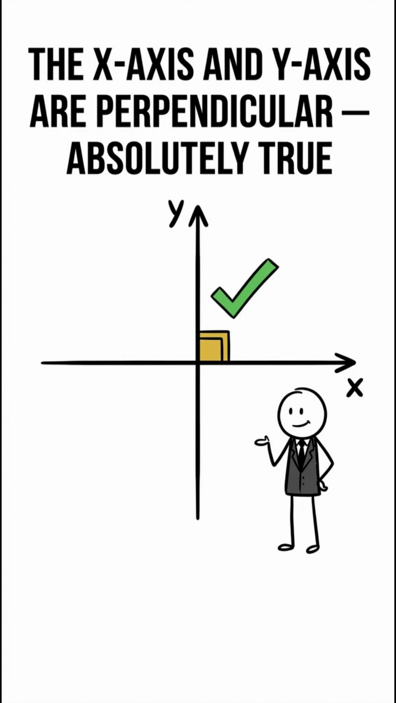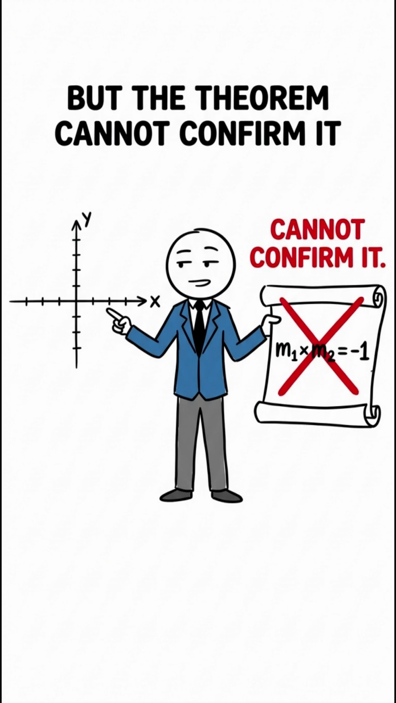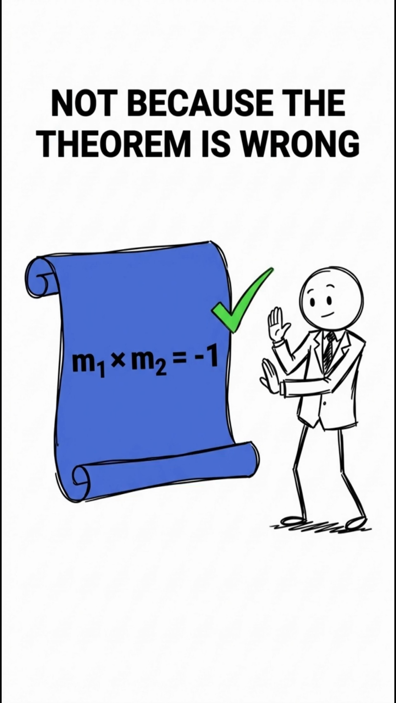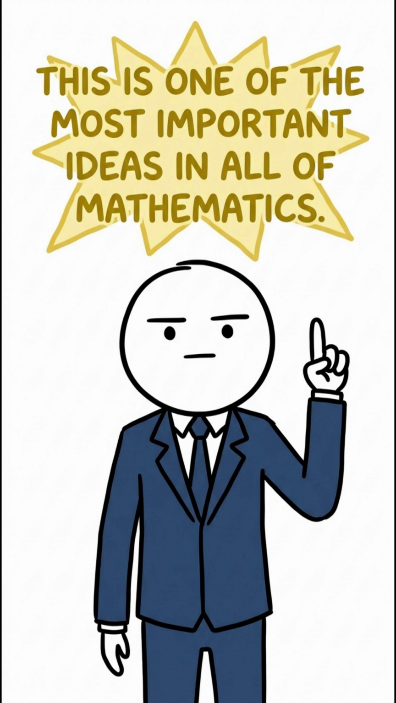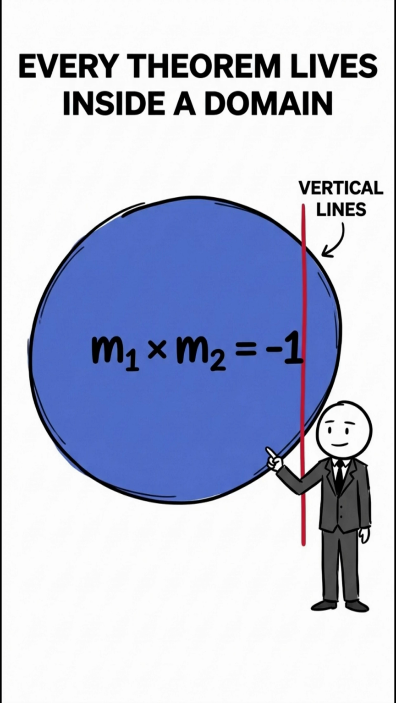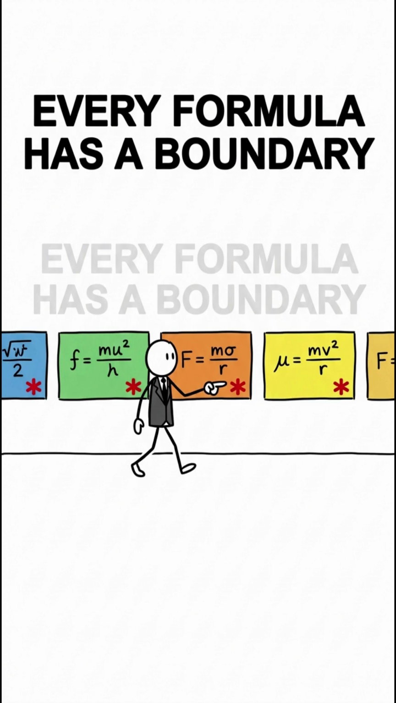The x-axis and the y-axis are perpendicular. That is absolutely true. But the theorem cannot confirm it. Not because the theorem is wrong, because the theorem was never built to handle this case. This is one of the most important ideas in all of mathematics. Every theorem lives inside a domain. Every formula has a boundary.